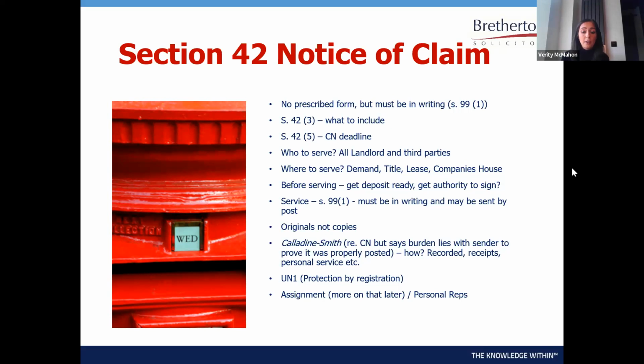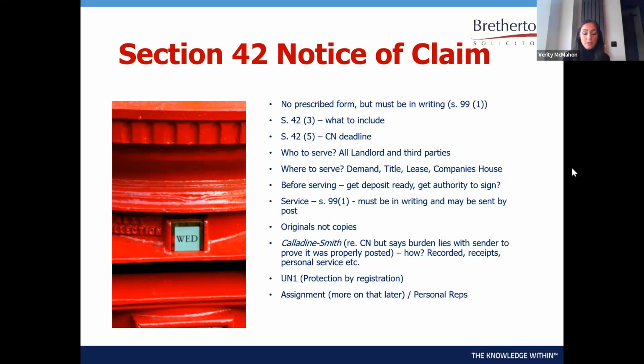Caledine and Smith, the burden lies with the sender, so you do have to prove this is properly posted. Again, receipts, personal service, make sure that's really important, because often the first thing that the freeholder solicitor will ask for is proof of valid service.